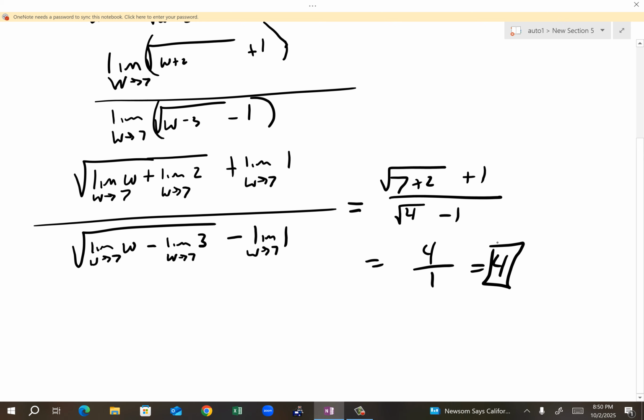And again, we're just getting used to using the limit laws. Okay? That's what makes these kind of cool.